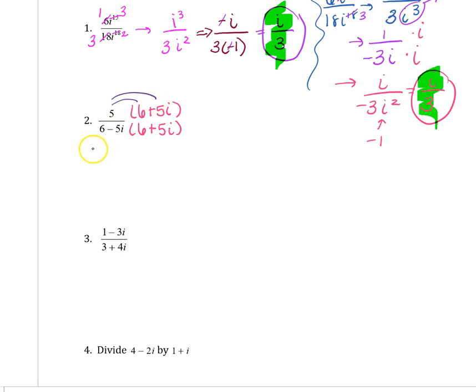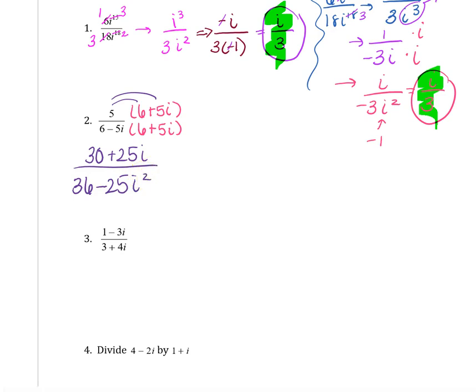So I've got 60. Oops, not 60. What am I doing here? I have 30 plus 25i divided by 36 minus 25i squared. Now remember, i squared is the same thing as negative 1. So I really have 36 plus 25, so this is 30 plus 25i divided by 61. And that's fine the way it is. Notice my numerator is always in a plus or minus bi form as well.